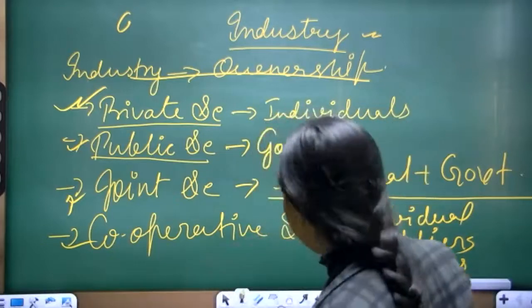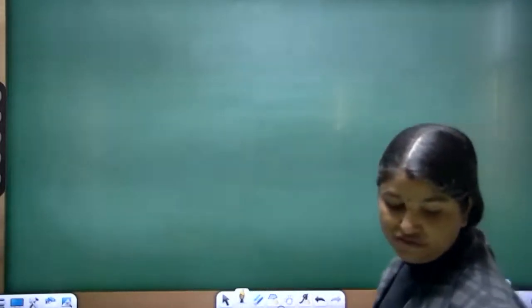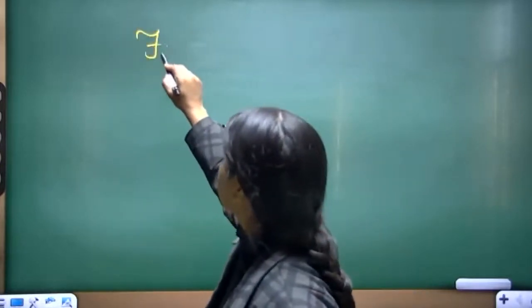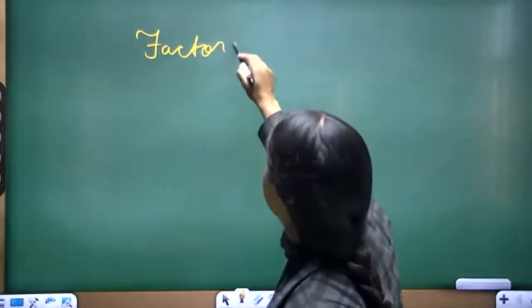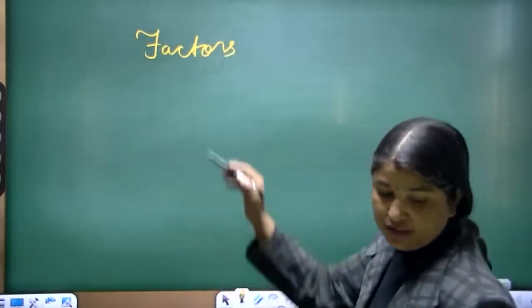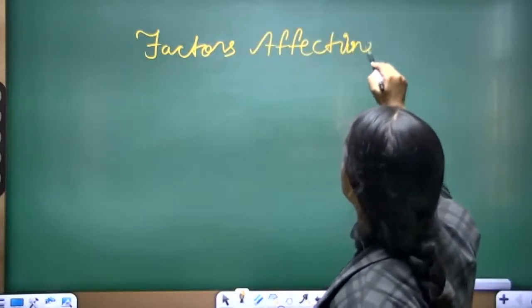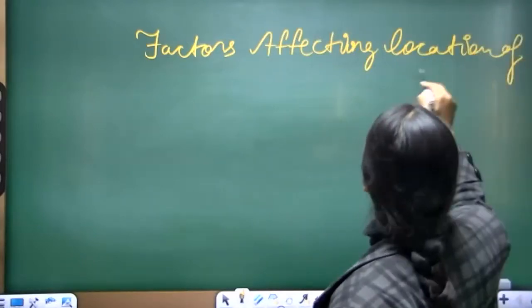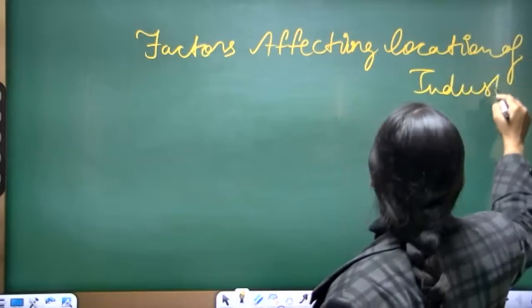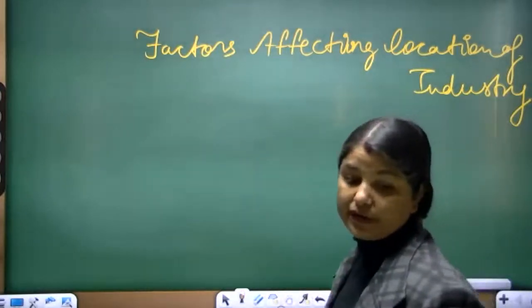Now we will come to our next topic. Our next topic is factors affecting location of the industries. Now what is our next topic? Factors affecting the location of industry. Which are the factors over there which can affect the location of the particular industry.